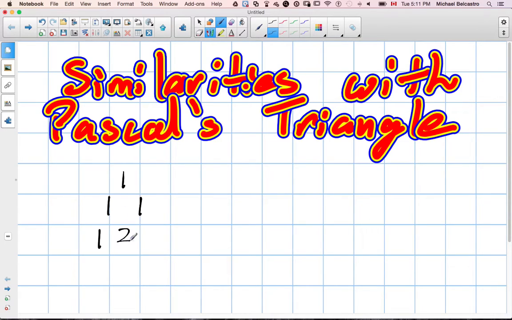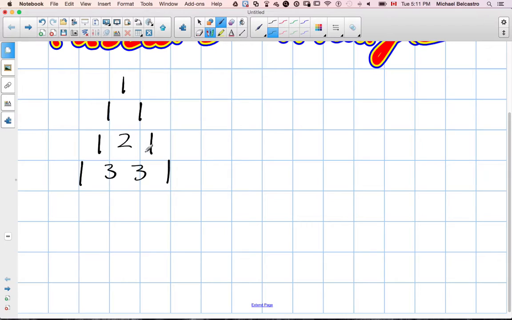So 1 and 1 is 2. So we now have 3 terms. 1 on the outside, 1 and 2 is 3. And then so on. We continue this pattern, constantly just adding values, right? So 4, 6, 4, 1, 1, 5, 10, 10, 5, 1. Okay, so we have a whole bunch of rows here, and you can continue this pattern forever.